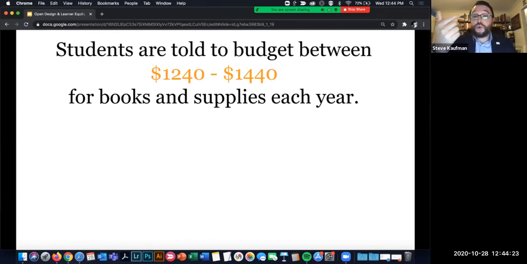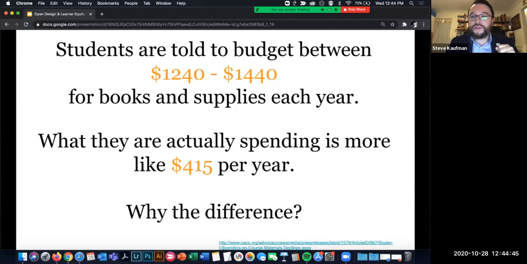And if you go to your website on your university, it's actually a federal requirement. Just Google the name of your university and cost of attendance. And it has to be listed, like how much should it cost when you buy all the supplies. At my university, it's about $1,000, I think. And it hasn't changed for the last however long I've been there, maybe 10 years. But what we actually see is that students are spending more like $415 a year.